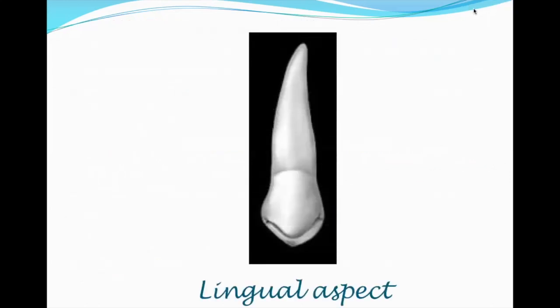Now this is the picture which shows the lingual aspect. You can see that from the lingual aspect, lingual cusp is visible and also part of buccal cusp is visible. This is your lingual cusp and this is the buccal cusp. And also lingual root you can see. This lingual cusp is also narrowing down.